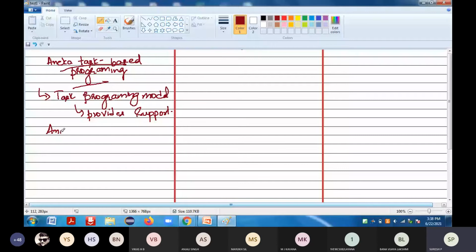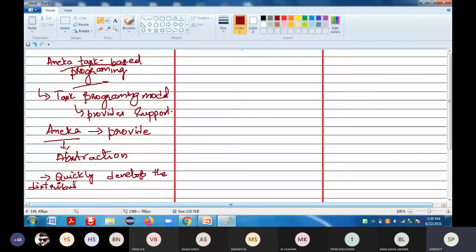It is going to provide you the abstraction, which will be used to quickly develop distributed applications. The distributed applications are built on top of the Aneka platform. So this Aneka-based task programming is going to be used.